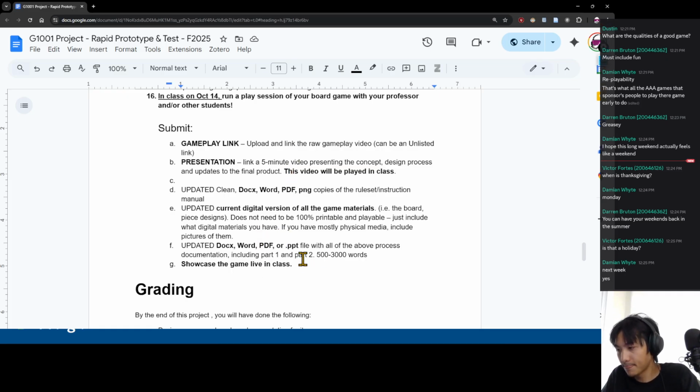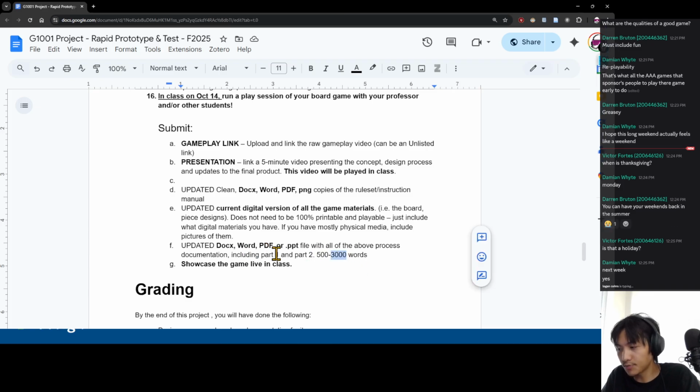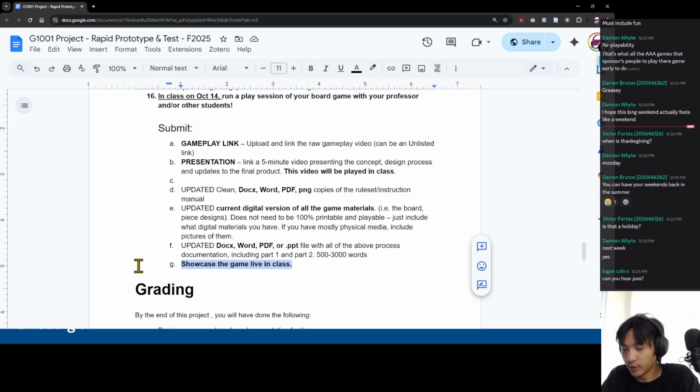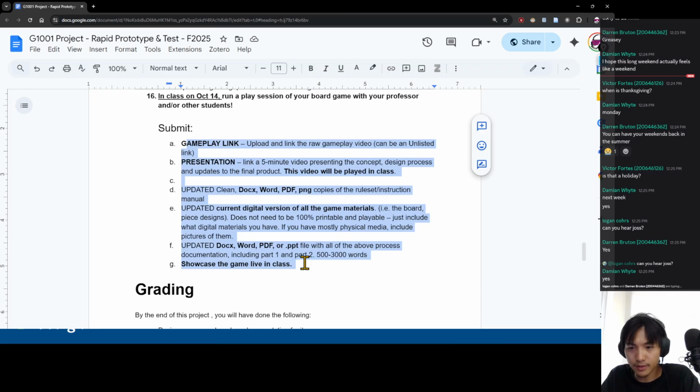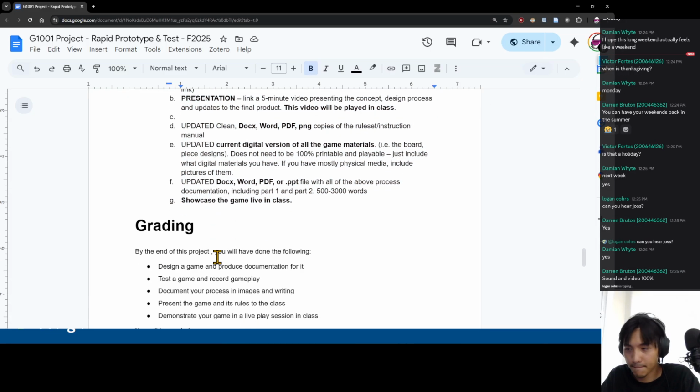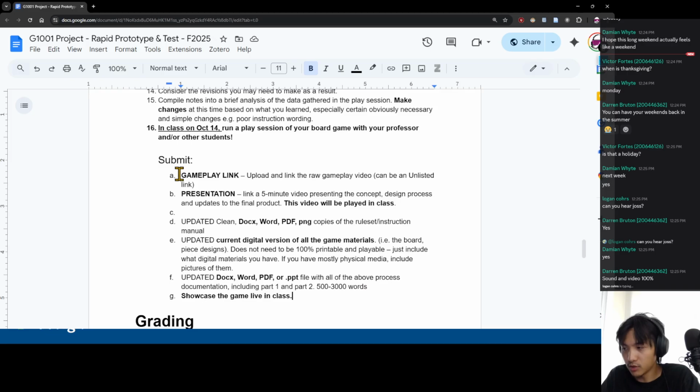You'll notice that the process documentation component has increased in maximum word count because it's expecting you to just build on top of the document for part one and just make a new section for part two and add on to it. That's fine. Okay? And we will showcase the game in class. So all of these are parts of your submission. All of these are part of it. Any questions about it? Any questions at this time?